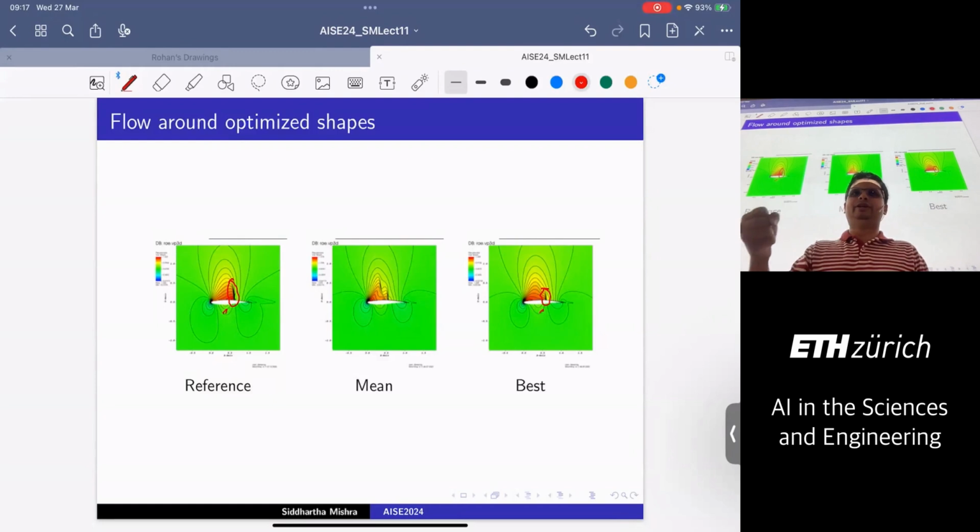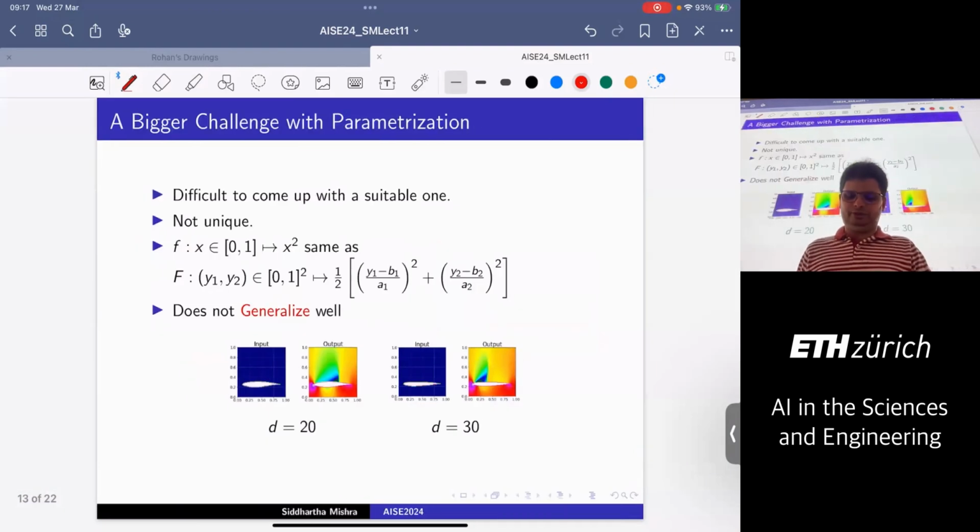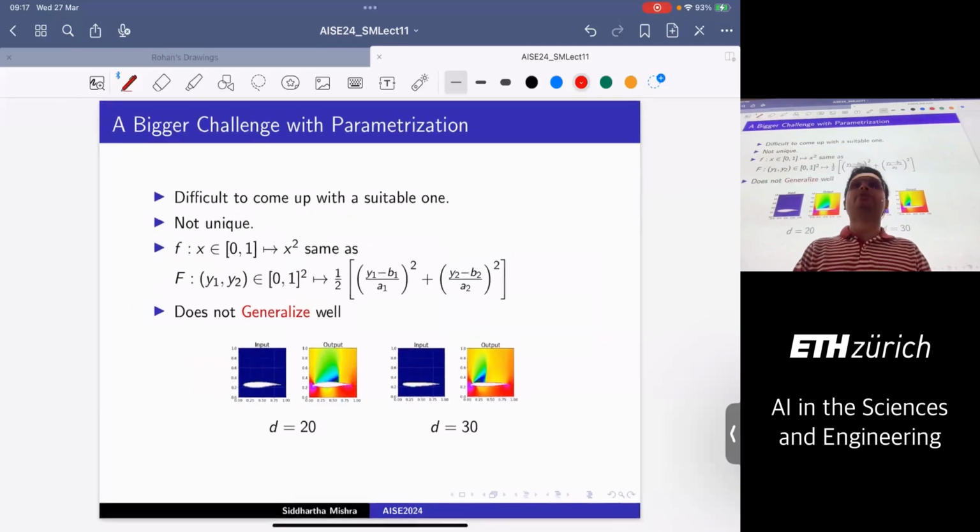That is, you'll find out that things are in such a state of flux that there's no ultimate solution yet, which is good, right? Because then there are things to do. Okay, so what's the challenge with parameterization? So everything was good now, right?